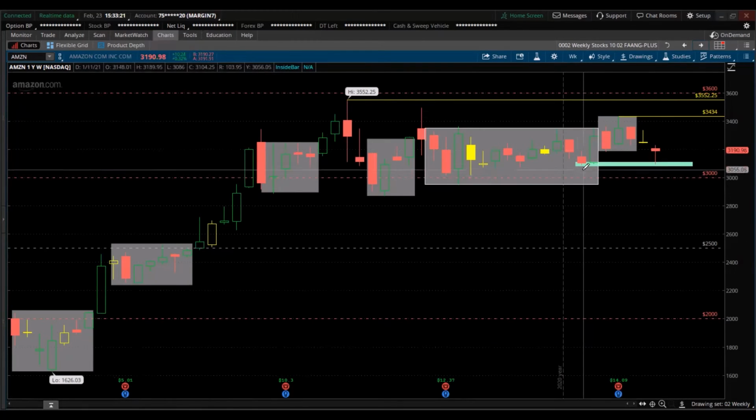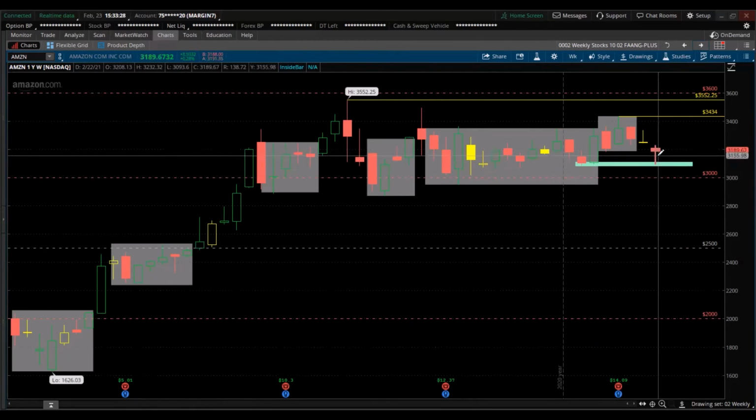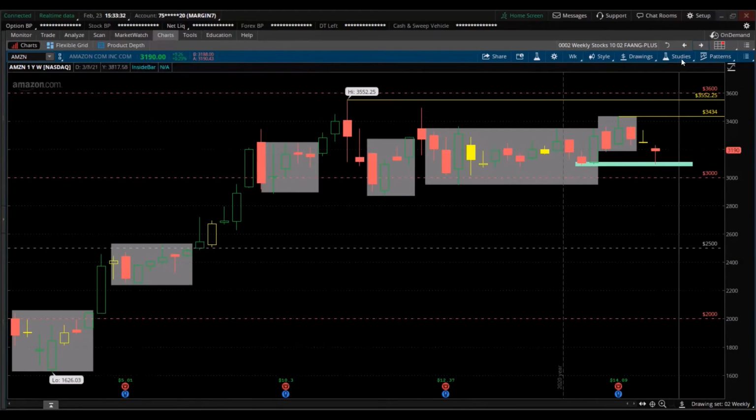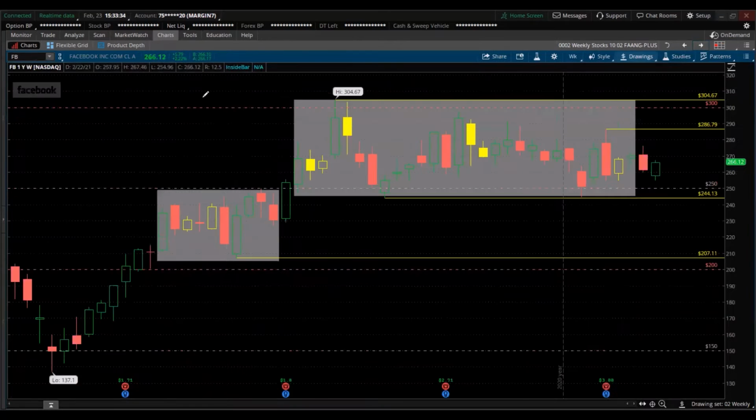See this green horizontal line? That's a demand zone. It's touching it right now. Buyers stepped in and bought it and pushed it up. But the weekly candle's not done yet, so I can't say it's going to return to the high and mighty days. Foxtrot, Bravo, Facebook. It's in a consolidation, huge consolidation.